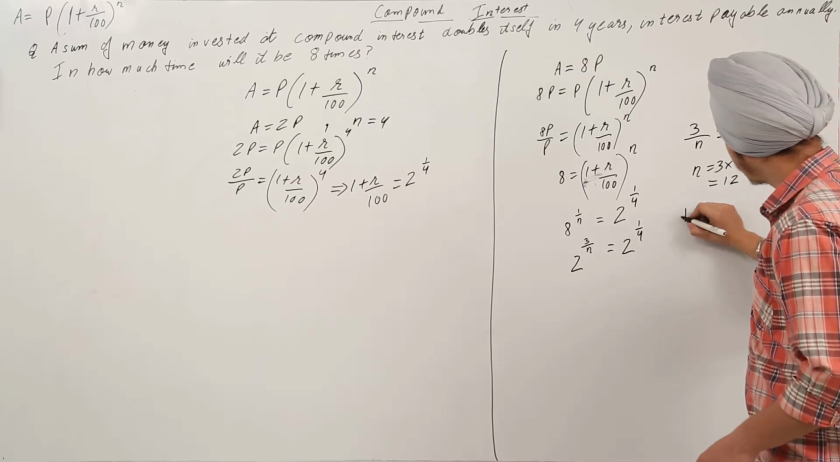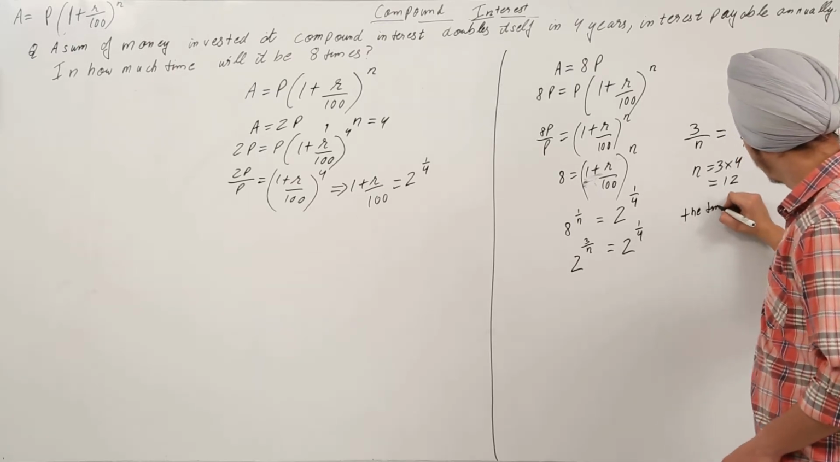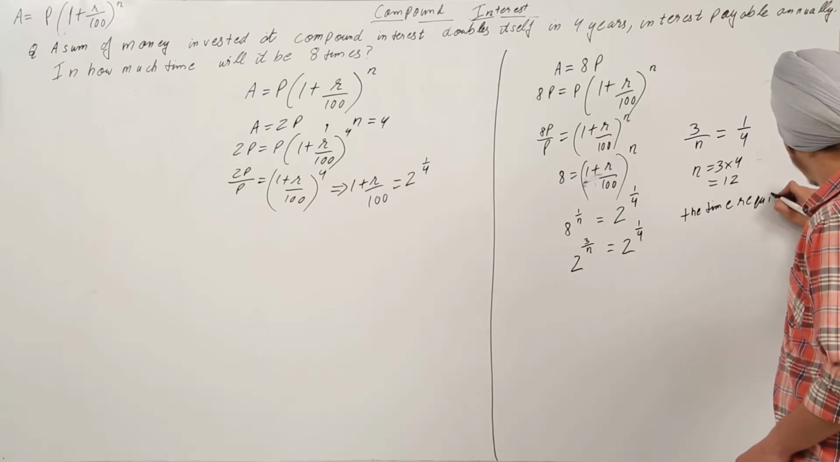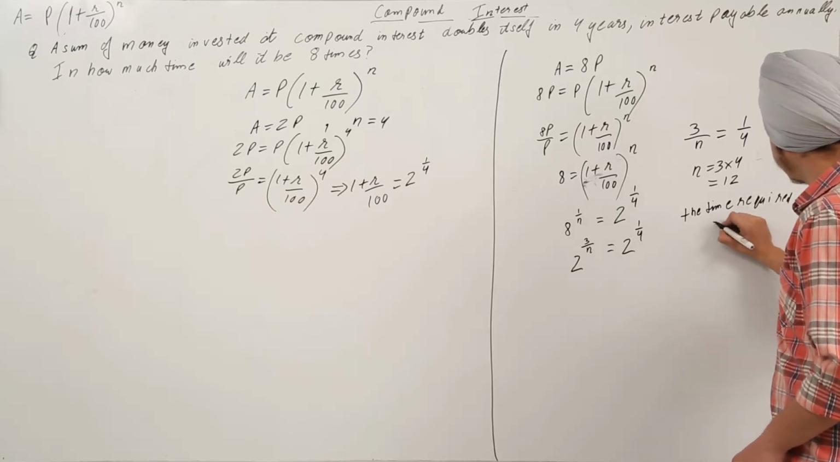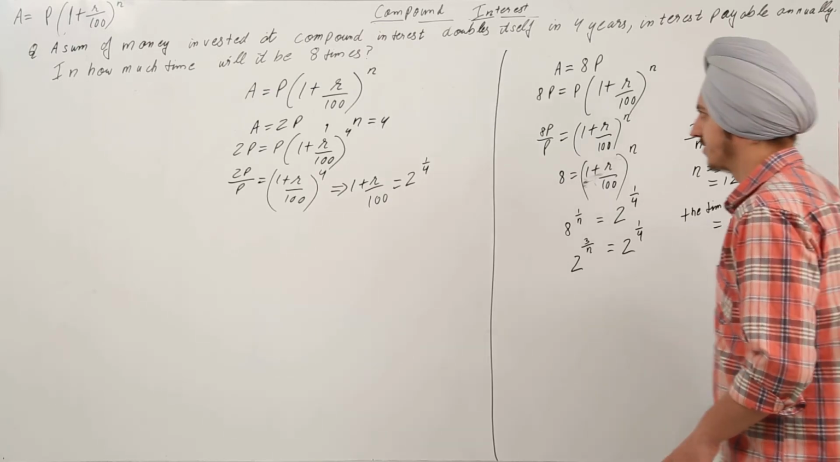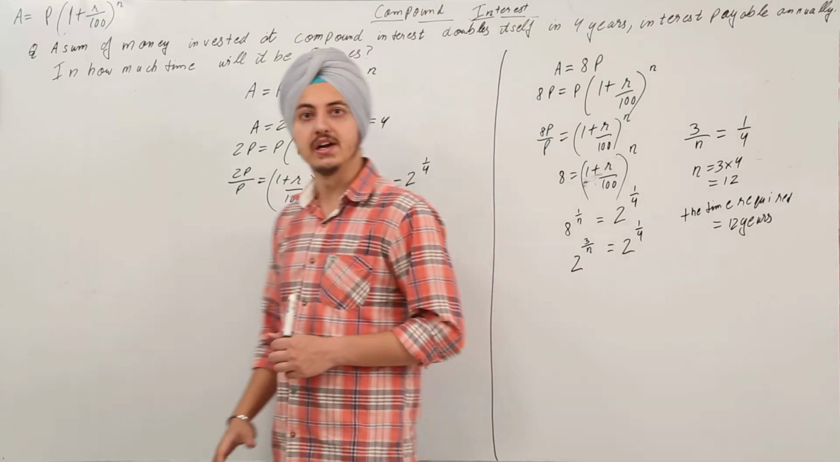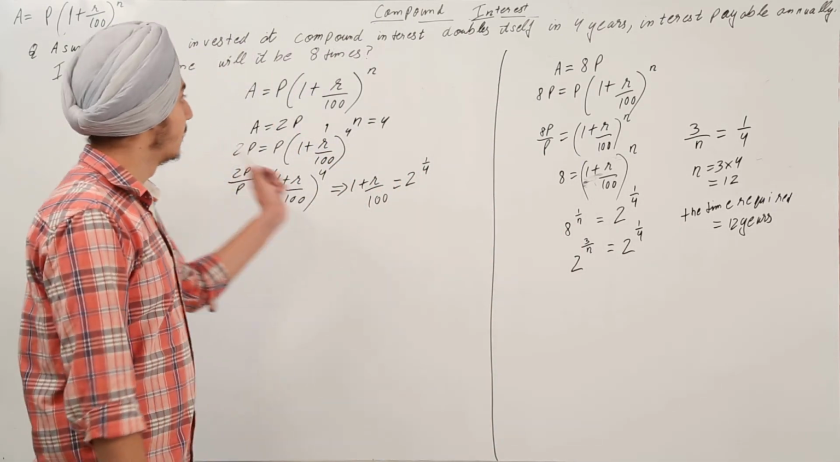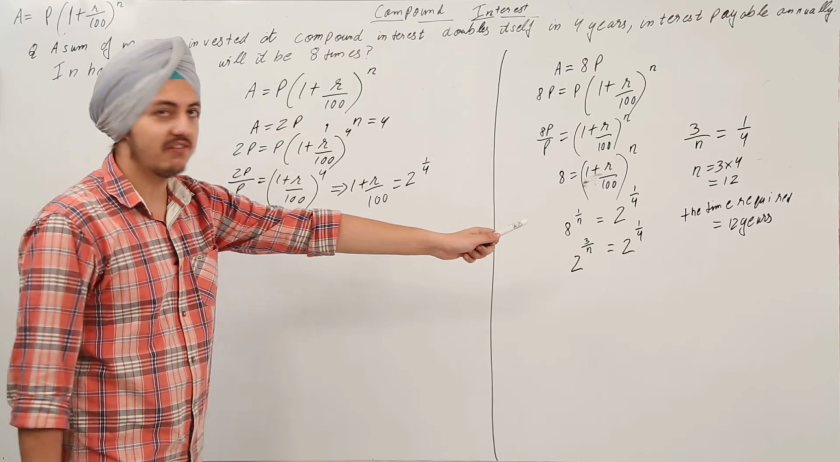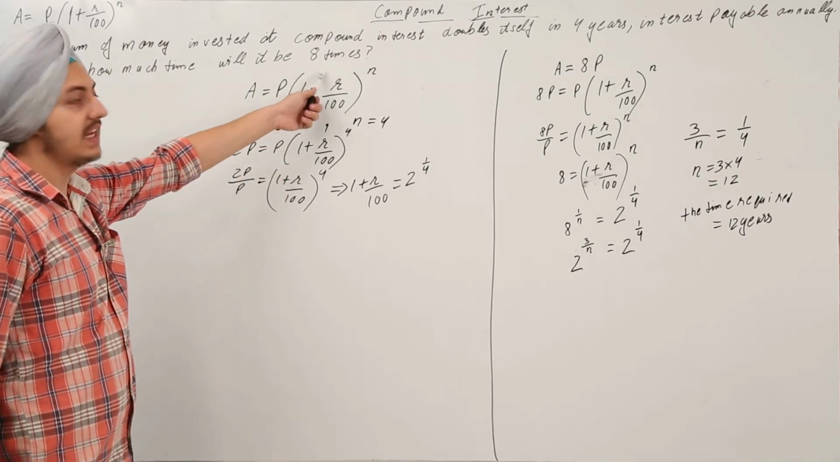So the time required is equal to 12 years. So after 4 years, this money becomes 2 times, and after 12 years, this money becomes 8 times.